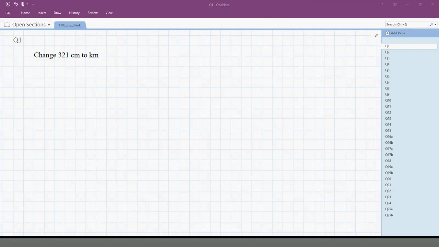Okay, so we got your review and everything. So we're just going to start going through it. It'll be just like the review that we did in class. Okay, so the first thing is we want to take 321 centimeters and change it into kilometers.